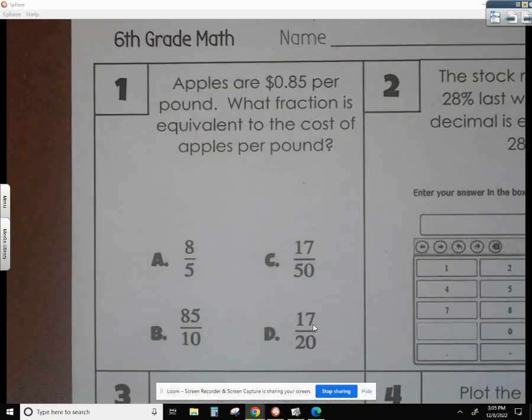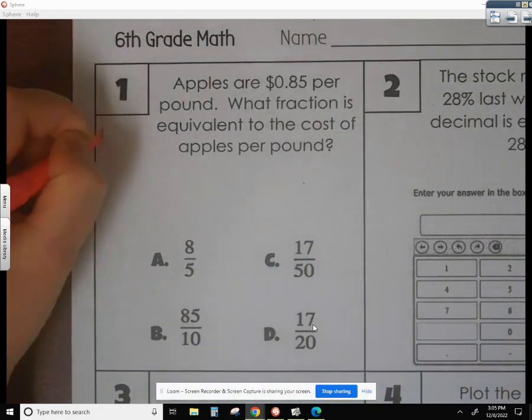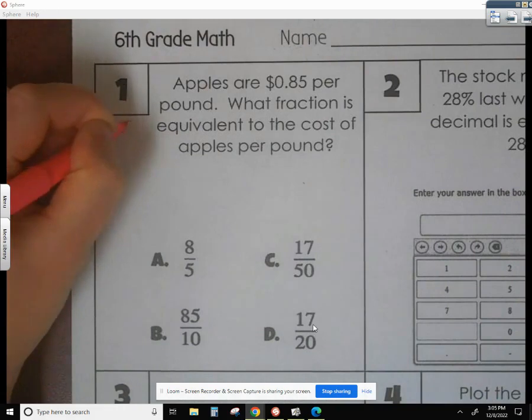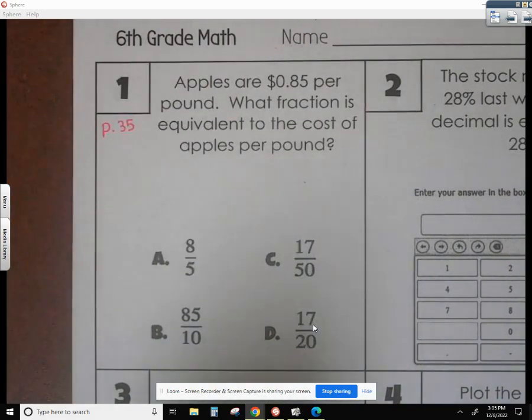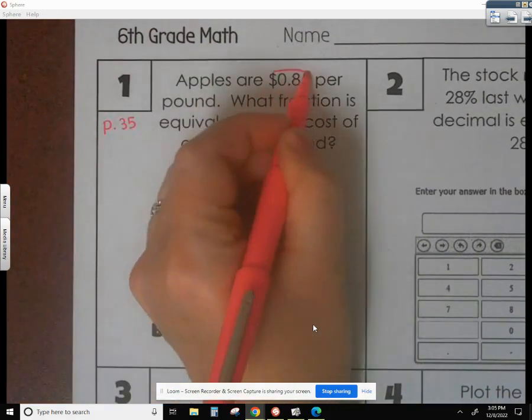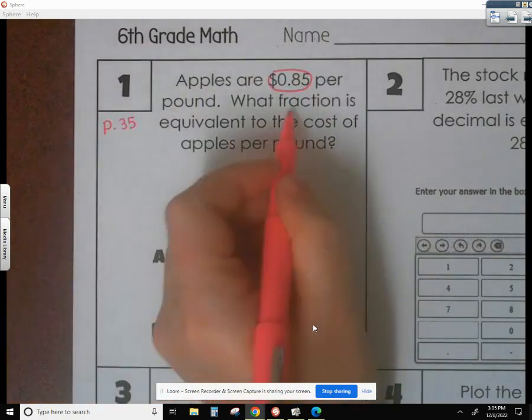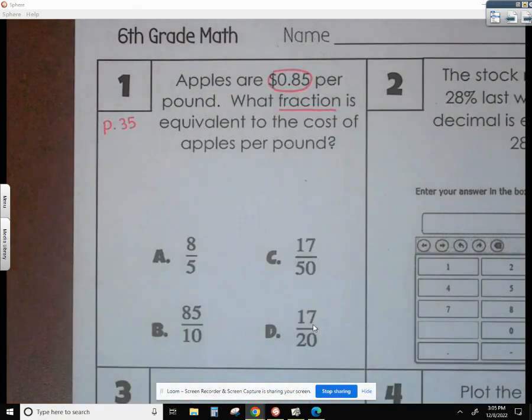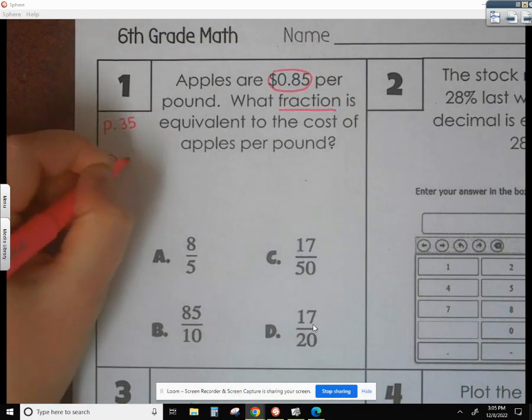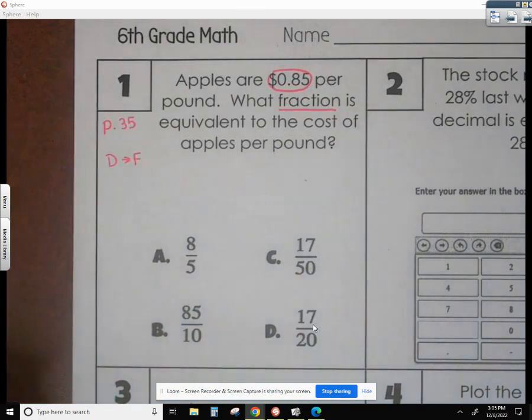Okay, so let's get ready for our Unit 6 test. Question number 1, you can find the strategy for this on page 35. In the problem, they have given you a decimal and they want you to turn it into a fraction. And so on page 35, it tells you how to turn a decimal to a fraction.